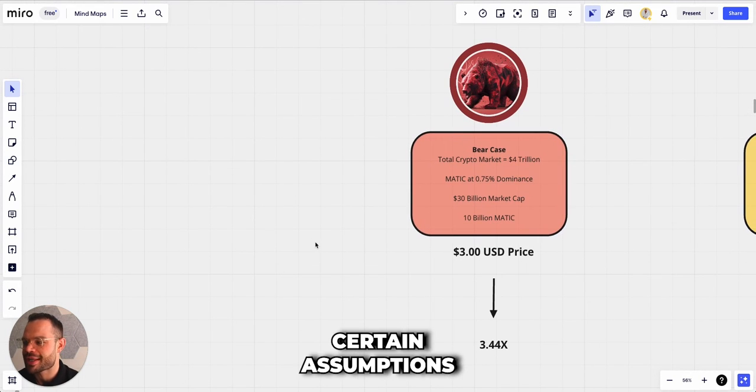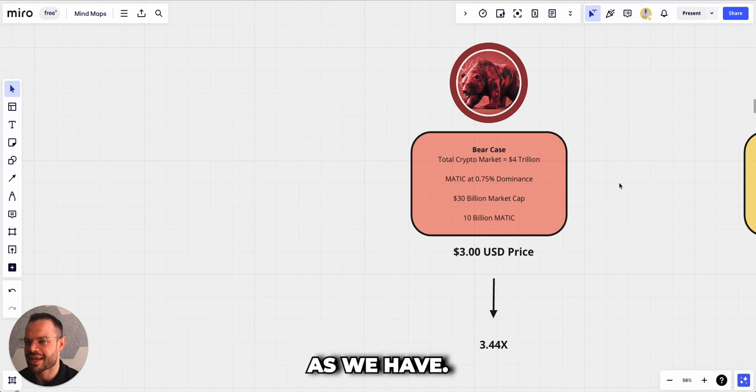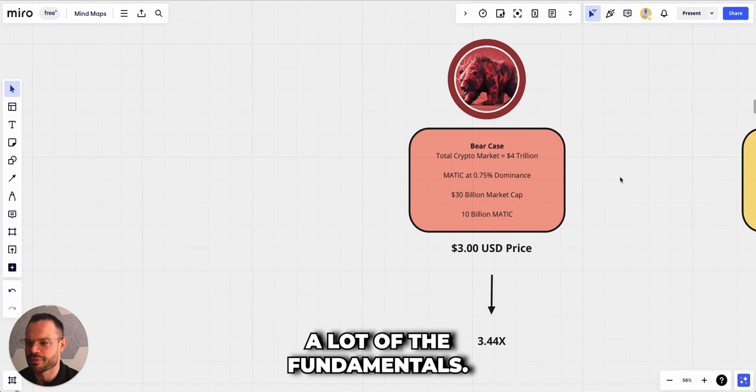We have to plug in certain assumptions into our equation here. So again, we try to make those assumptions and plug in those variables based on as much data as we have. So that's why we spent the last few minutes running through a lot of the fundamentals.